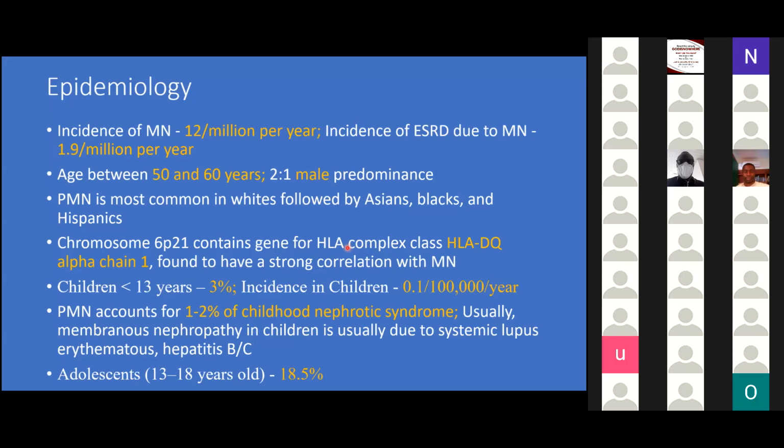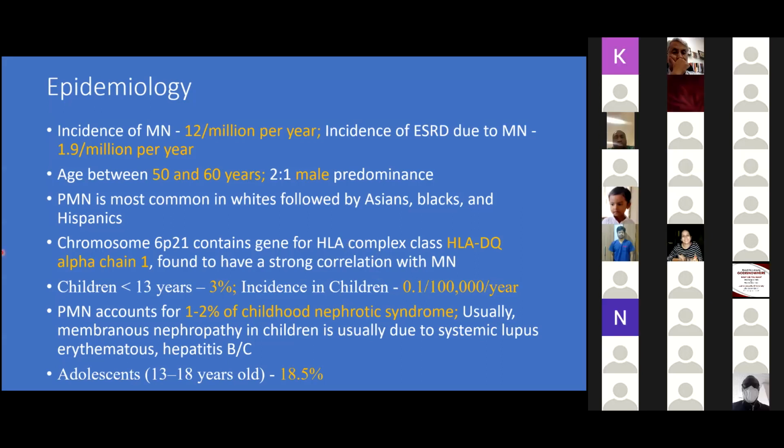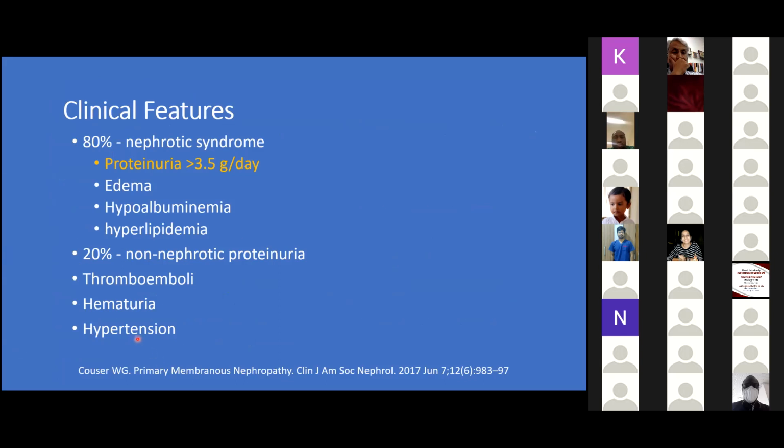In one study, 3% is reported, and 1.2% of childhood nephrotic syndrome is also due to primary membranous nephropathy. In the adolescent group, 18.5% is documented in this same study. Coming to the clinical features, 80% of the patients of membranous nephropathy have nephrotic syndrome.